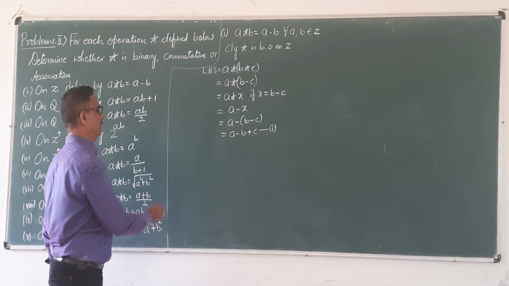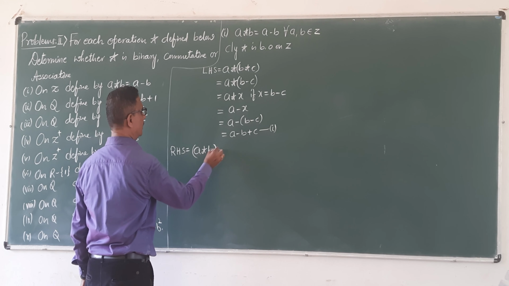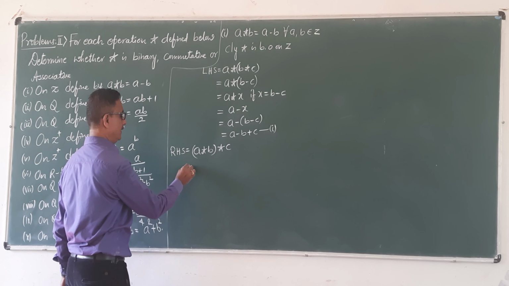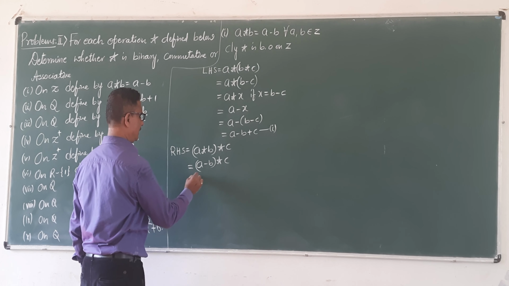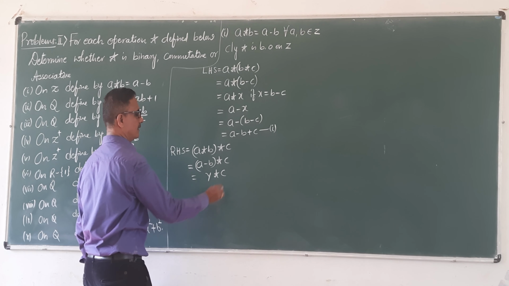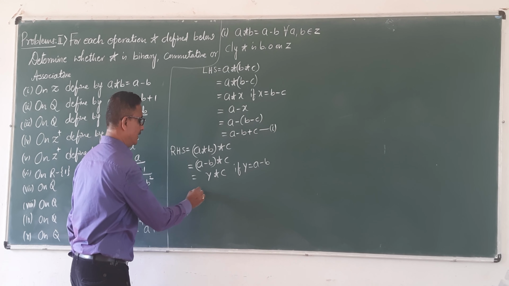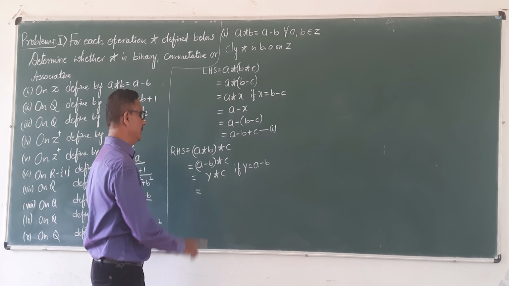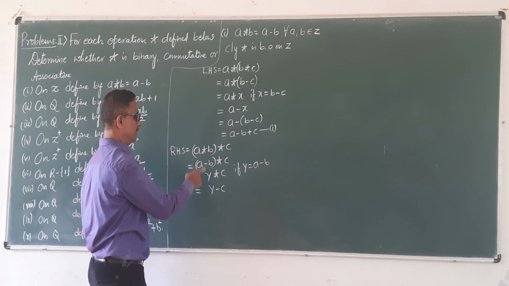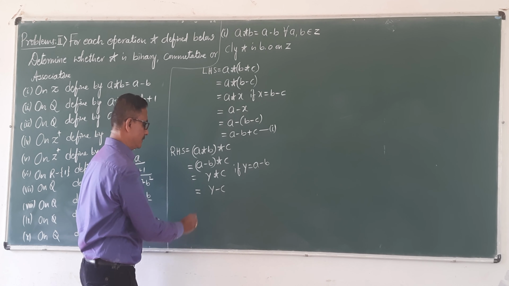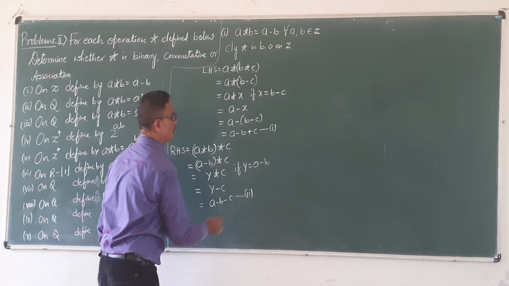This is the left hand side. Then take the RHS. In the RHS, by the associative property, (a star b) star c is equal to a star b, which is given as a minus b, star c. Put a minus b equal to y, where y is equal to a minus b. Since a star b is equal to a minus b, instead of a and b, what is y star c? That is y minus c, where a equals y and b equals c. So that is y minus c. What is the value of y? a minus b minus c. Observe those two, are they equal?